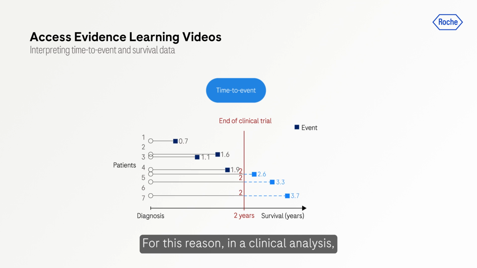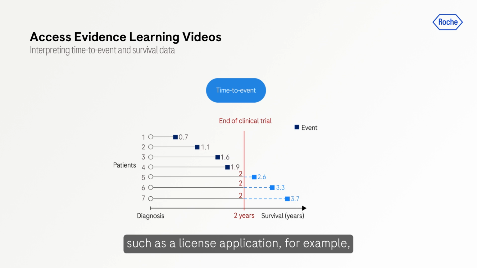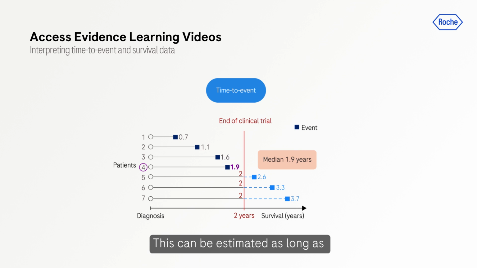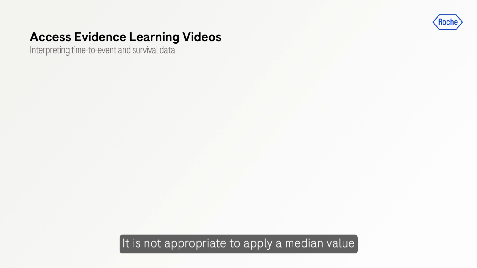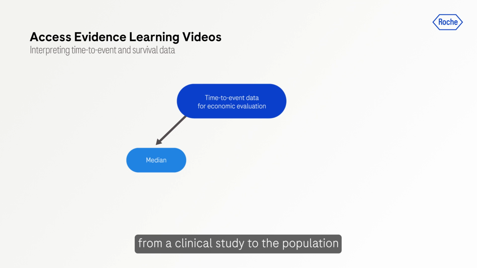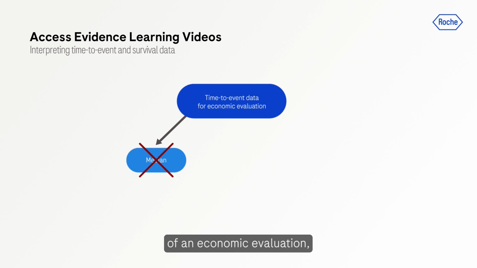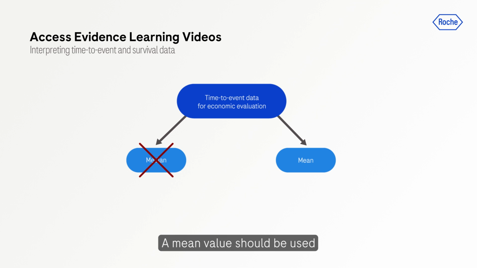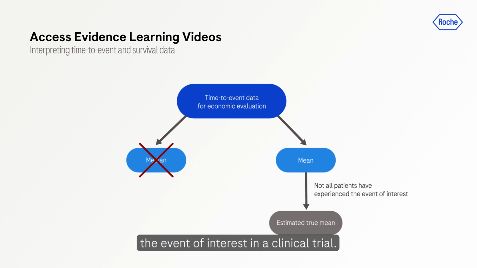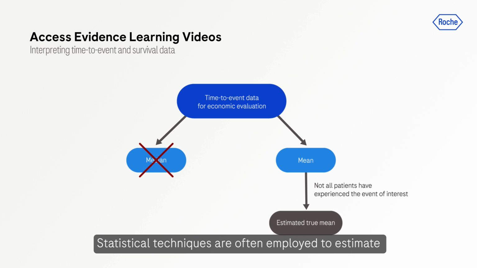For this reason, in a clinical analysis, such as a license application, for example, the median time to event may be presented. This can be estimated as long as 50% of the patients are no longer at risk for the event. It is not appropriate to apply a median value from a clinical study to the population of an economic evaluation, because important information about the sample is not captured. A mean value should be used if patients do not all experience the event of interest in a clinical trial. Statistical techniques are often employed to estimate the true mean time to event for economic evaluation, rather than using an underestimate derived from a trial.